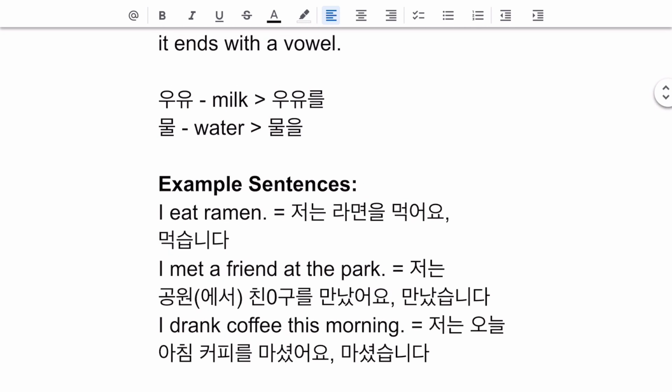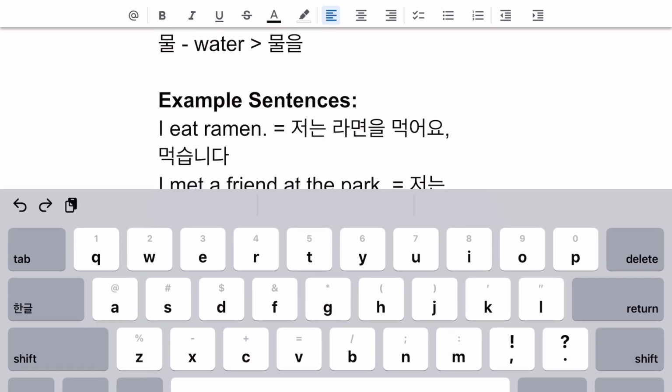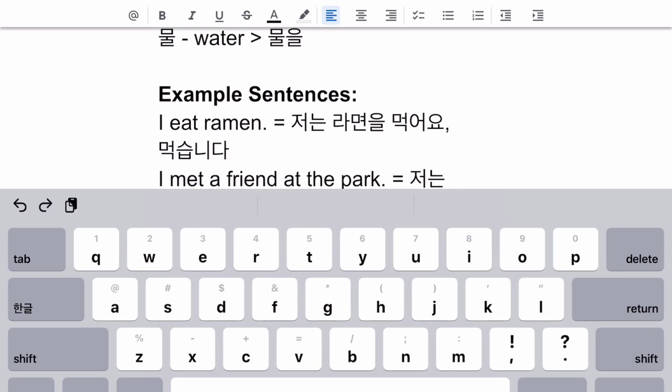And then I have some examples here. Like I just used the example of eating something. I eat ramen. 저는 라면을 먹어요 or 먹습니다. So when we're making a sentence, the first thing we can think about is the order. This one's simple: I ramen eat. Next, you plug in your Korean words and then you make sure that you have the correct particle.